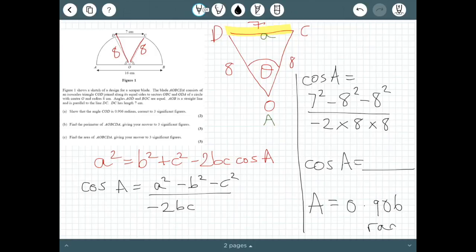0.906 radians. Obviously make sure that your calculator is in radians mode. I know some people want to rather work in degrees, but with a question like this, just put your calculator straight into radians mode and it should give you the answer straight away as 0.906 rad. Otherwise you'd have to find it in degrees and then convert it into radians, which can be a bit tricky and can make you lose marks.